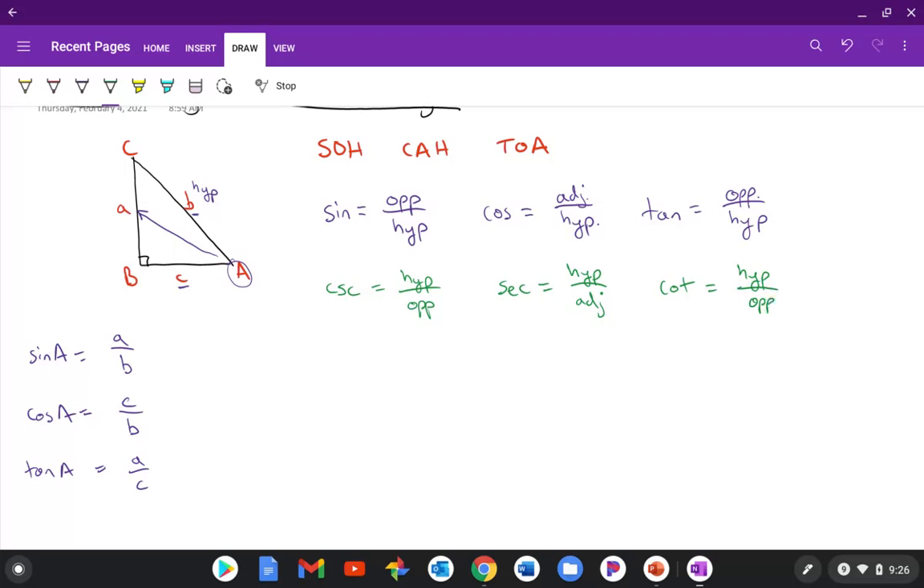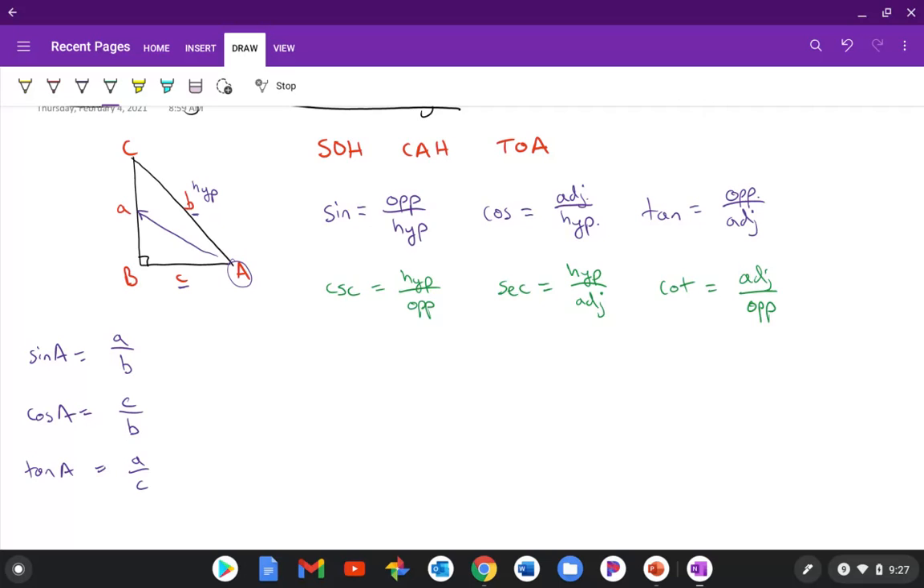Oh, sorry, I messed up somewhere. This should be adjacent. Whoopsies. All right. Sorry about that, guys. So go back and correct that. Opposite over adjacent. I think I said adjacent, but I wrote hypotenuse. All right. So this would be the adjacent over the opposite. All right. So there we've come up with our 6 ratios.